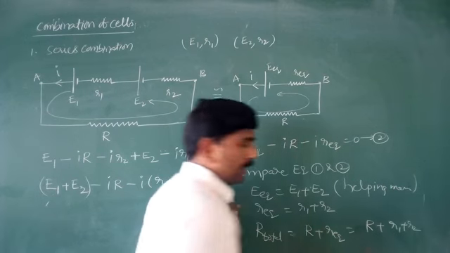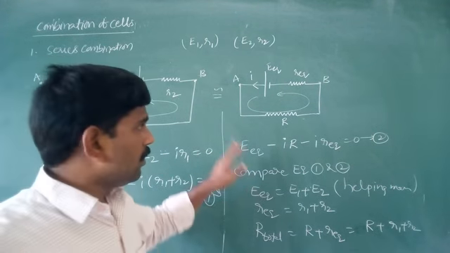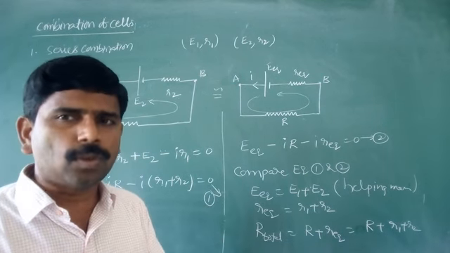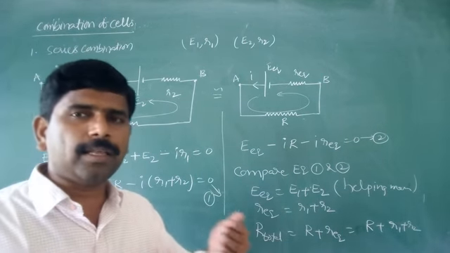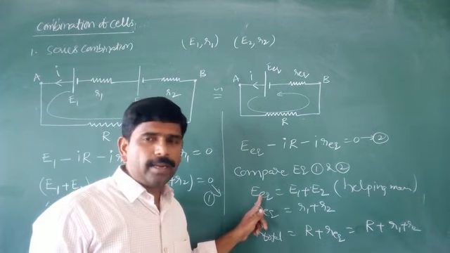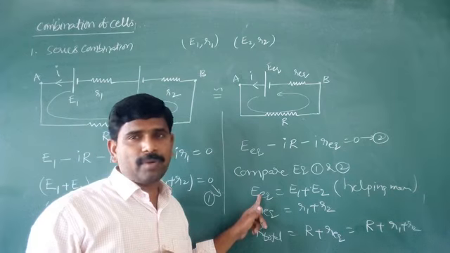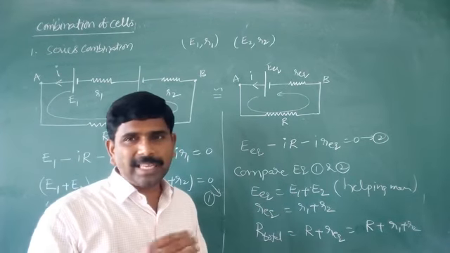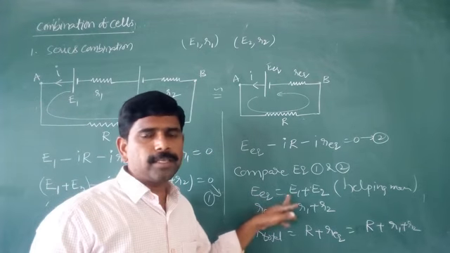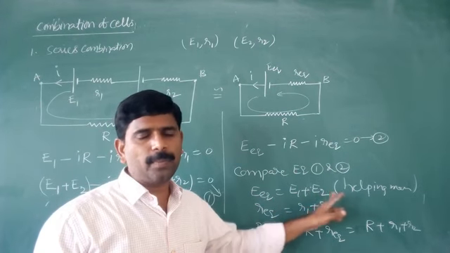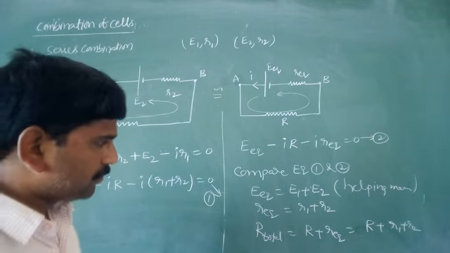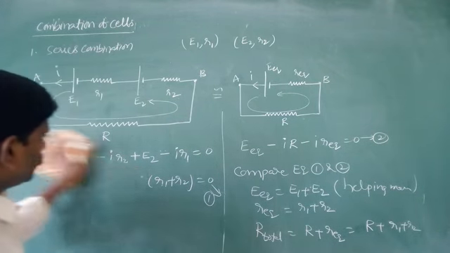In the helping manner, when cells having the EMFs E1, E2, E3 and so on up to En are connected in series combination, the equivalent EMF is equal to the sum of the EMFs of the individual cells. That is, E equivalent is equal to E1 plus E2 plus E3 and so on up to En, when n cells are there. Let's try to observe.